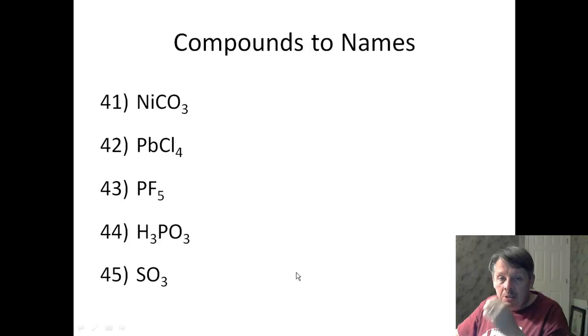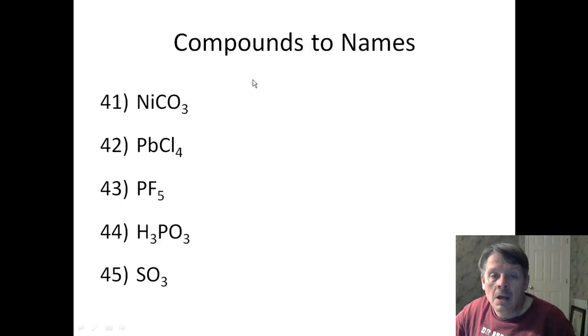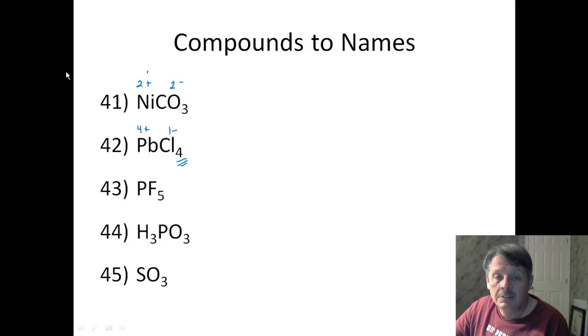All right, 6 more to go. Your first one is nickel carbonate. The question is, which nickel is it? Well, carbonate has a 2- charge, which means nickel has to have a 2+ charge. So this is nickel 2 carbonate. Chlorine has a -1 charge, but lead must have a 4+ charge to counteract it because of this 4. So this is going to be lead 4 chloride. Those are both ionic.